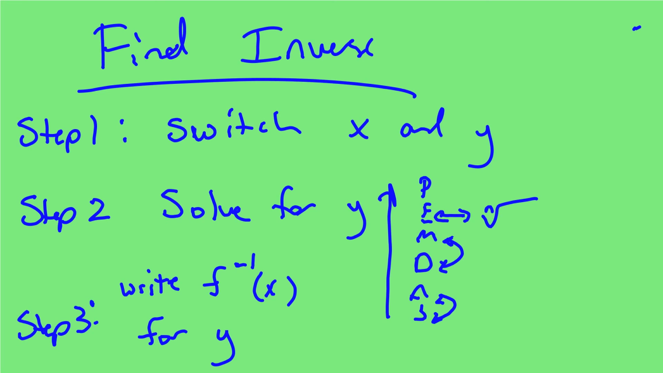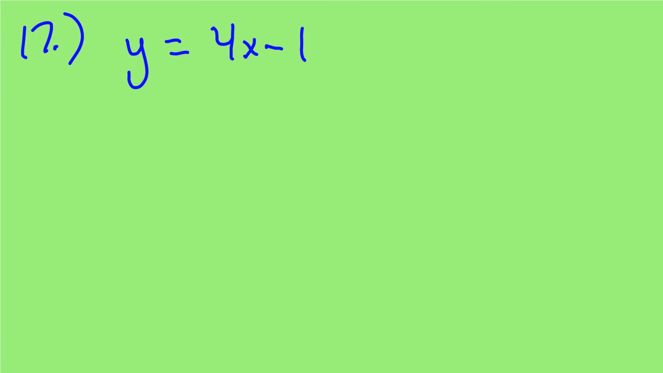Now remember, for 17 through 20, we have to follow these steps. Step 1 is switching x and y. Step 2 means you're going to use PEMDAS backwards to solve for y. And step 3 means you're going to write f inverse of x for y. So that's what we're going to do.